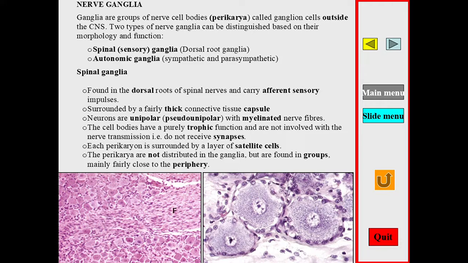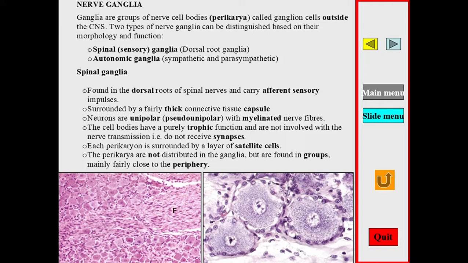Histologically, the spinal ganglia is found in the dorsal root of the spinal nerve, and it carries afferent sensory impulses. It is surrounded by a thick connective tissue capsule that surrounds the whole ganglia, and usually the type of neurons present within those ganglia are pseudo-unipolar neurons. They are not multipolar neurons. They are pseudo-unipolar or unipolar neurons. They are only the neuronal cell body, they have only trophic functions, and they do not receive synapses.